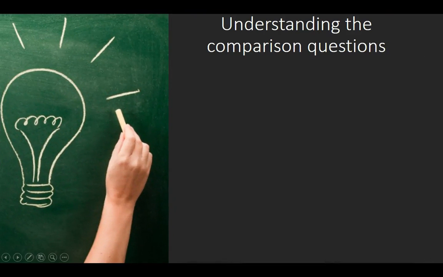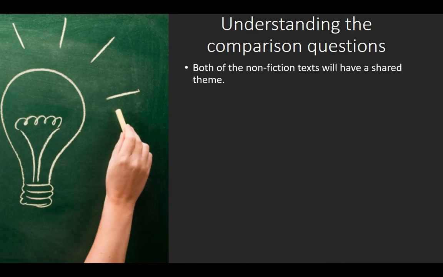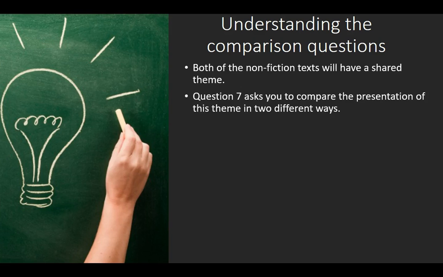Okay, let's begin by working out an understanding of the comparison question as a whole. So both of the non-fiction texts on paper 2 will always have a common theme. They'll have a shared theme. And question 7, which is the last question in the reading section in section A, will ask you to compare the presentation of that theme in two different ways, because question 7 is split into two parts, part A and part B. Part A is always going to ask you to compare just the similarities.